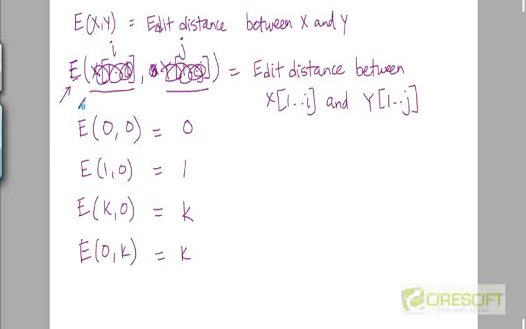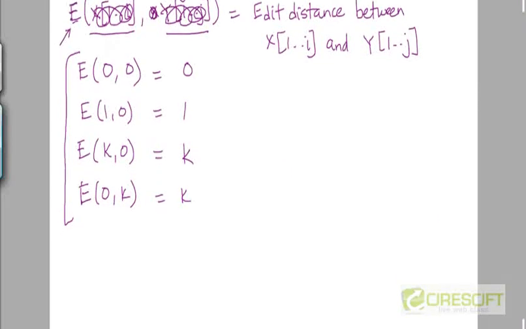So these are analogous to the base case of the Fibonacci series. Just as we said, Fibonacci of 1 is 0, Fibonacci of 2 is 1. These are the base cases for the edit distance function, where one of the arguments is 0. Any questions about the base case? No, sir. Okay.